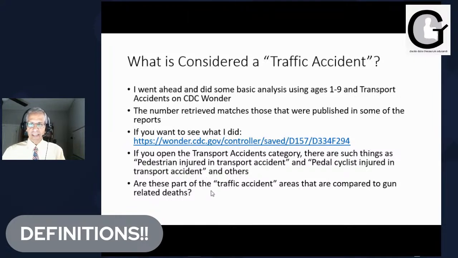Are these part of the traffic accident areas that are compared to gun-related deaths? Now, I say this because that could actually be lower traffic accident deaths. So all of a sudden you could still make your point. Hey, look, there are more children, however the children is defined, killed by firearms than there are in traffic accidents. But again, it begs the question, what about the 17?